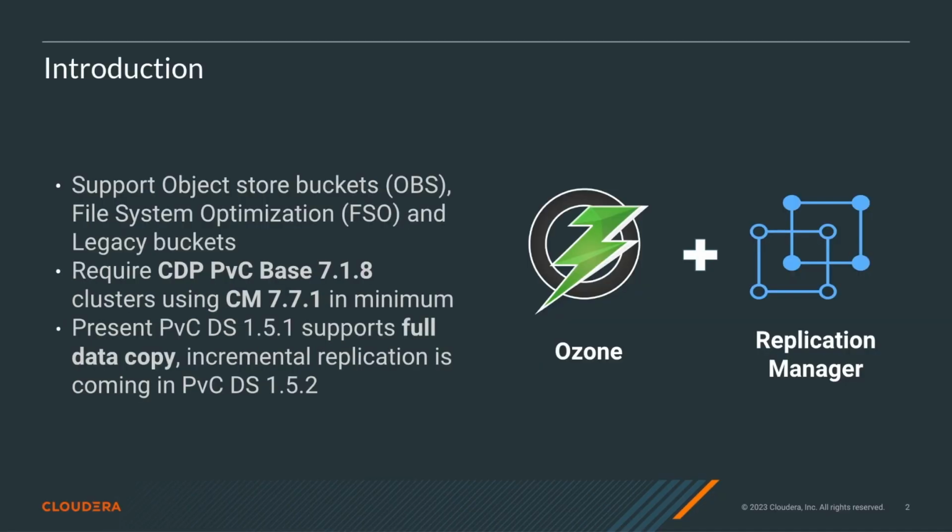Cloudera supports three types of Ozone storage: object store buckets, file system optimization, and legacy buckets. To create Ozone replication policies, CDP PvC-based 7.1.8 clusters or higher using CM 7.7.1 or higher is required. The present PvC DS 1.5.1 supports full data copy, and incremental replication is coming soon in PvC DS 1.5.2.